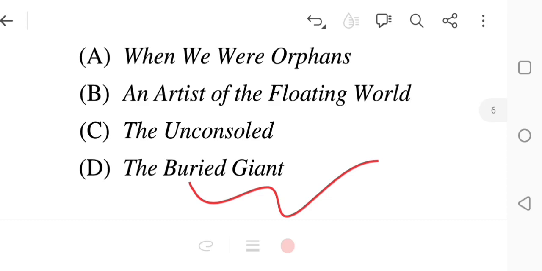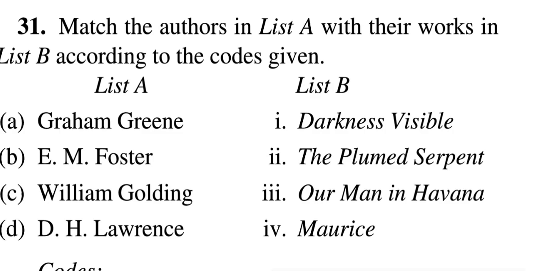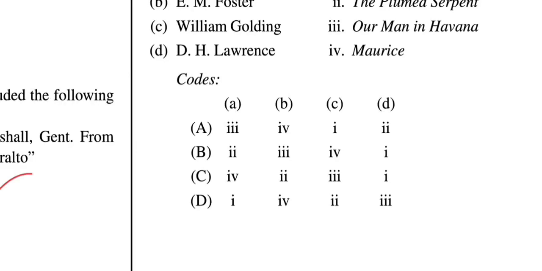Okay, now let us go to the next question. It says, match the authors in list A with their works in list B according to the quotes given. We have two lists. In list A we have author names, in list B we have their literary creation names. Graham Greene, E.M. Forster, William Golding, D.H. Lawrence, all are important. Go through their works. Darkness Visible, The Plumed Serpent, Our Man in Havana, Maurice. So options are given below. Now let's try to find out the correct answer of this question.